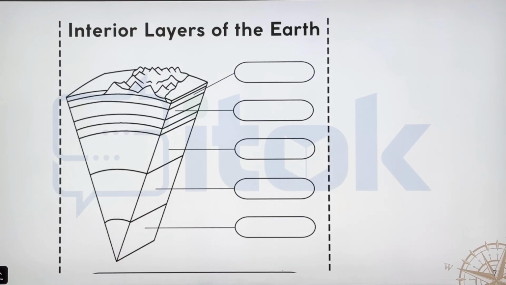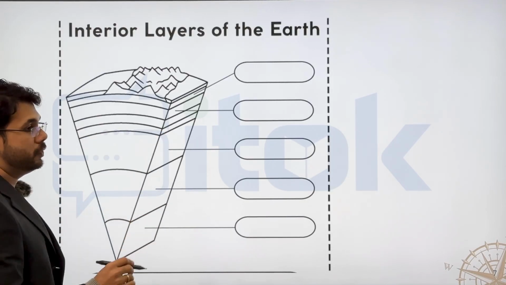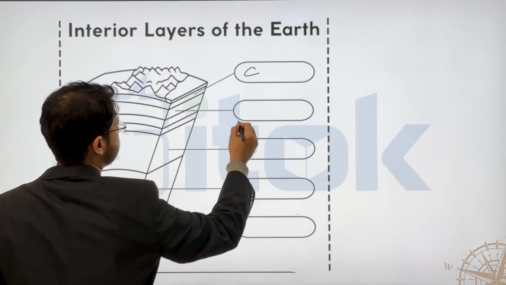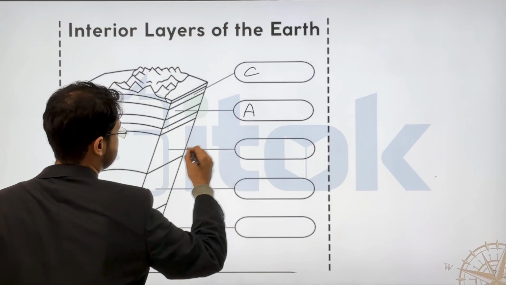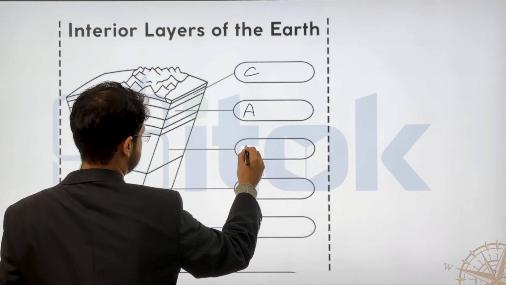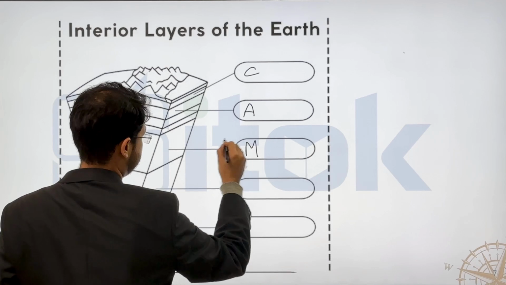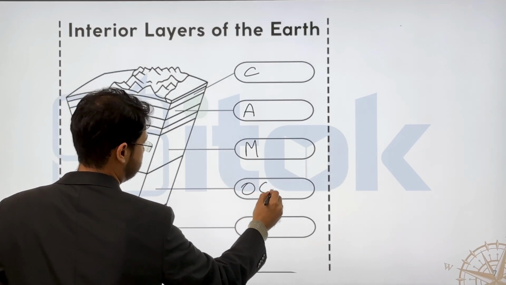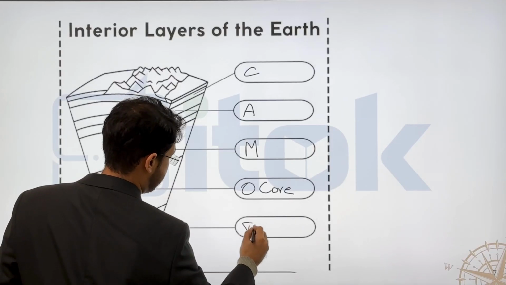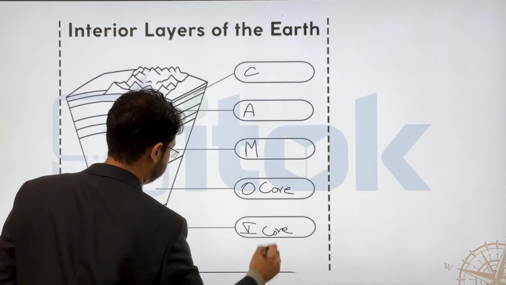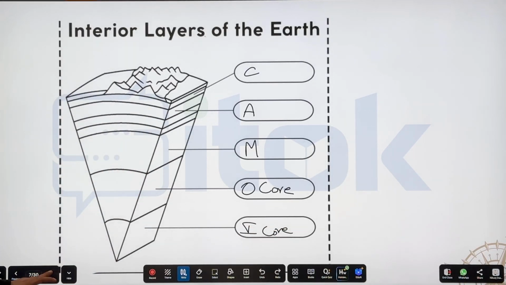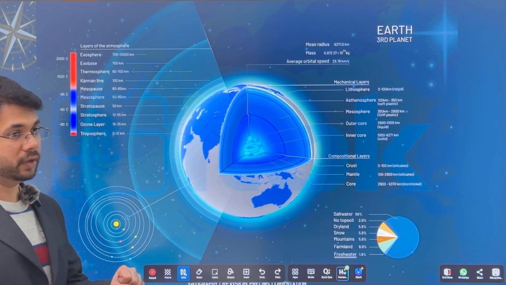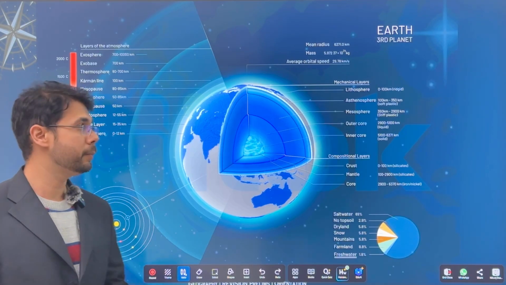Again, when we are supposed to revise, you can pause the video and try to fill it up yourself. Top is crust, then comes asthenosphere, then mantle, the lower part mantle, outer core and inner core. This is just a revision that is going on. All this is necessary for what we are trying to do at the end. We are trying to compile everything at the end.